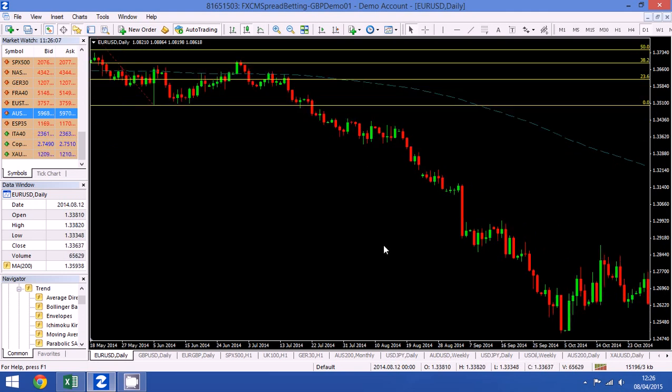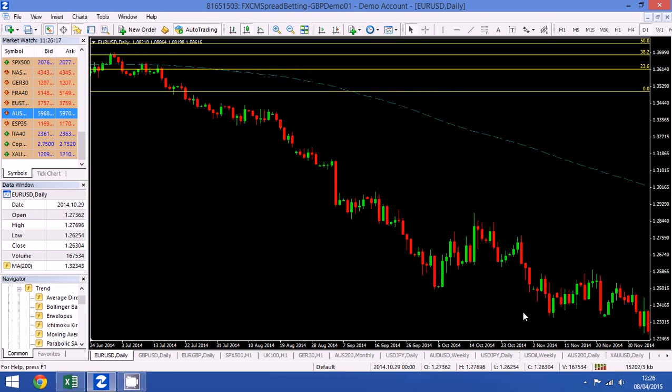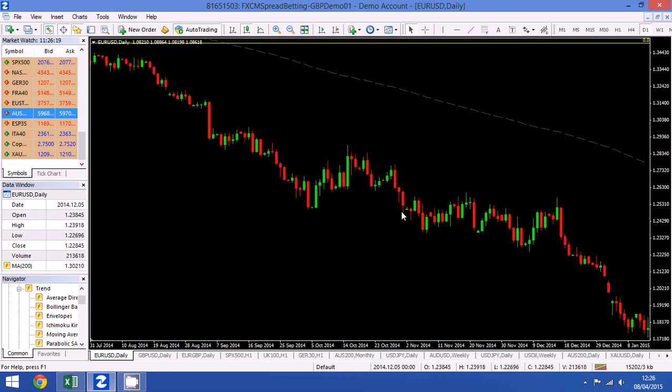Any Forex traders may well remember this very significant move to the downside that we got with the euro US dollar throughout the end of 2014 and into 2015, where the price just went down and down with very little retracement.